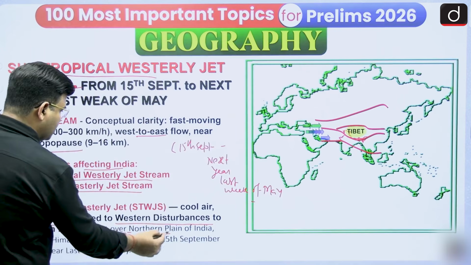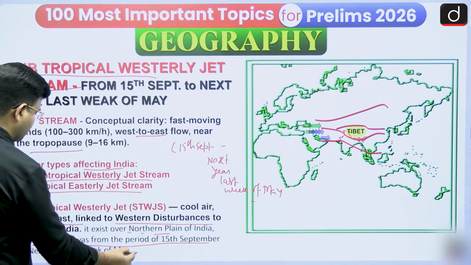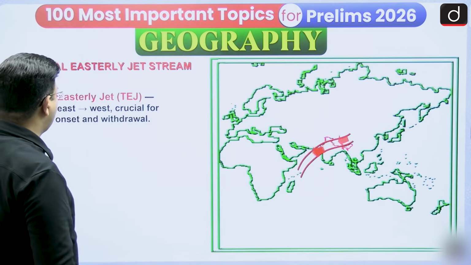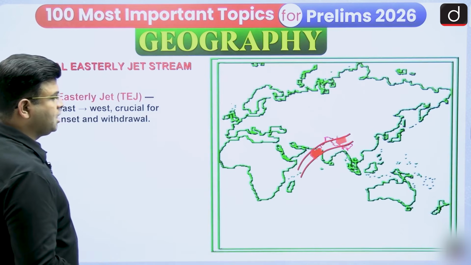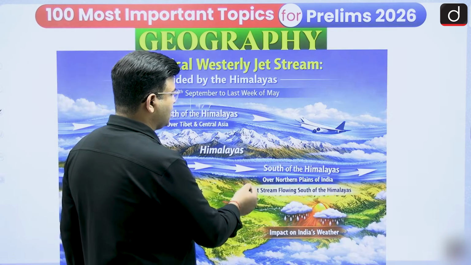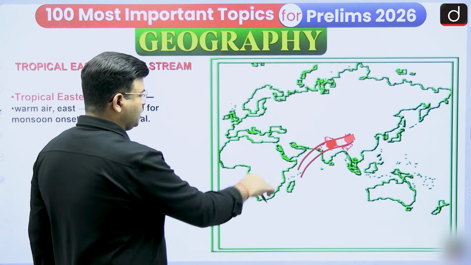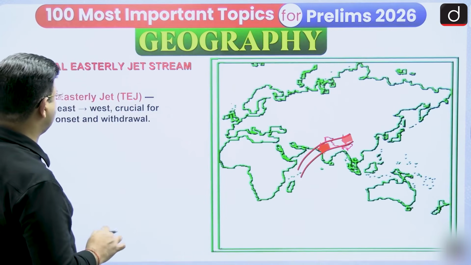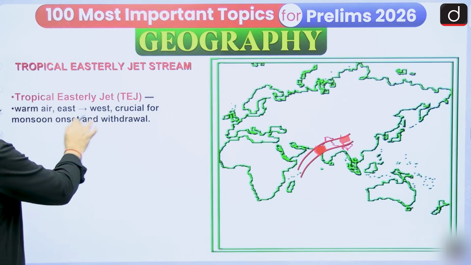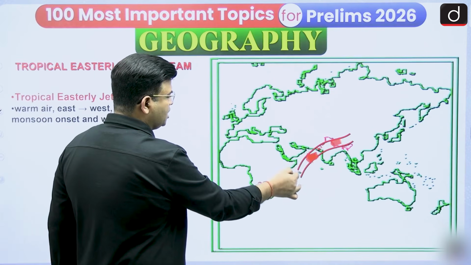It exists over the northern plain of India, south of the Himalayas, from 15th September to the last week of May the next year. Here we can say that the tropical easterly jet stream is also there. This is the movement of the subtropical jet stream, and there is also a tropical easterly jet stream. These two jet streams are there, and the tropical easterly jet stream moves from east to west, and it descends over there.